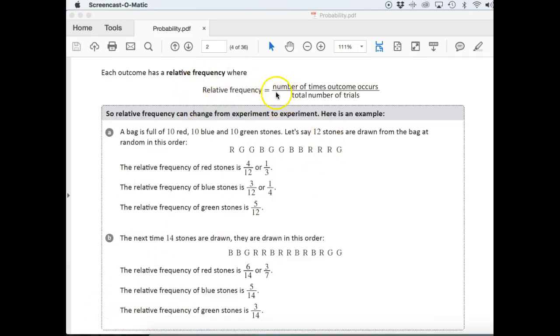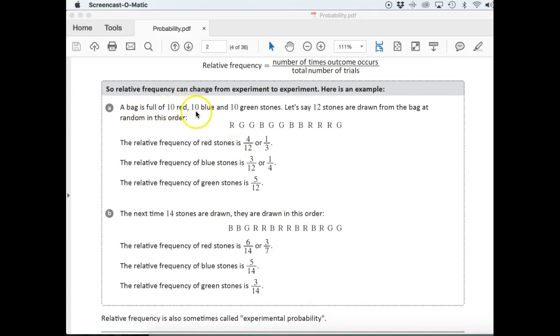Okay, so the next term is relative frequency. It's really not as much drag as what you think it is. A relative frequency, or experimental frequency, is the number of times the outcome occurs over the total number of trials. So let's have a look at this one.